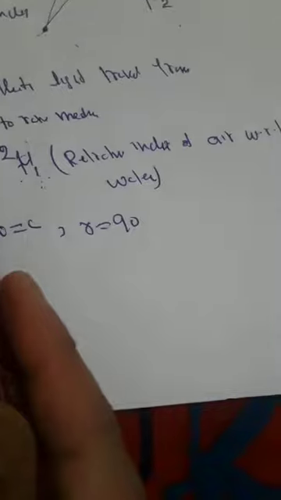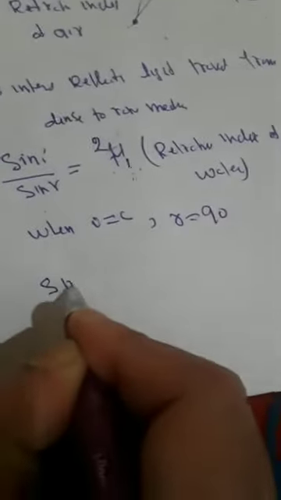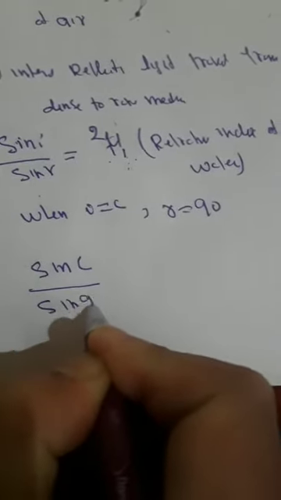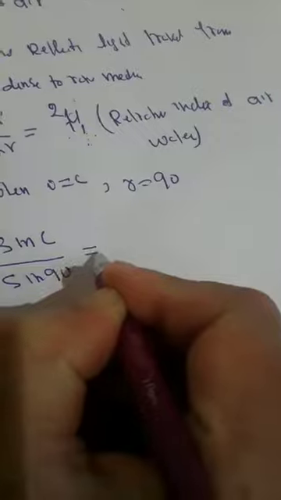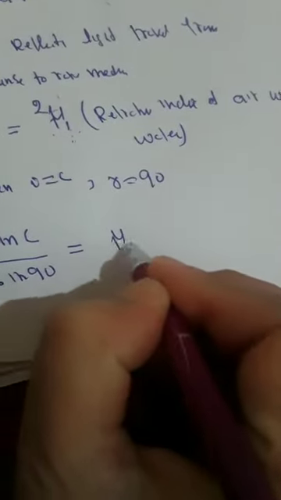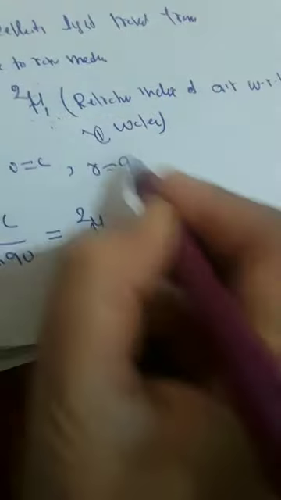When we substitute in the above equation, instead of I we write C, the critical angle, so sin C divided by sin 90 degrees is equal to mu1 divided by mu2. Name this equation first, and this equation second.